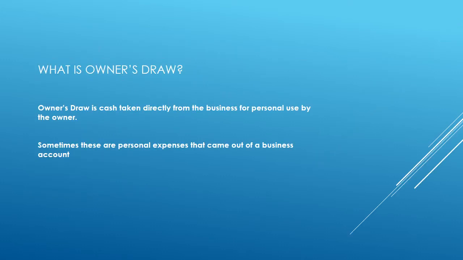First, let's start here. What is owner's draw? What are we talking about? Well, owner's draw is cash taken directly from the business for personal use by the owner. As a business owner, this is really important because this number directly affects the bottom line of the business. It directly affects the amount of capital that you have in the business. So you want to have a good handle on it.